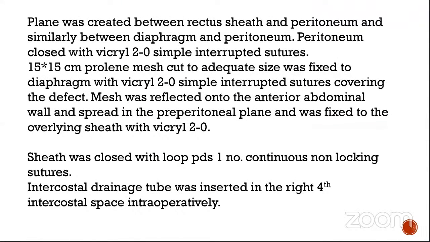So a plane was created between the rectus sheath and peritoneum, and similarly between the diaphragm and the peritoneum. The peritoneum was closed with Vicryl 2-0 simple interrupted sutures, and a 15 by 15 centimeter Prolene mesh cut to adequate size was fixed to the diaphragm with Vicryl 2-0 simple interrupted sutures covering the defect. The mesh was reflected onto the anterior abdominal wall and spread in the preperitoneal plane and was fixed to the overlying sheath with Vicryl 2-0. The sheath was closed with PDS 1 continuous non-locking sutures. An intercostal drainage tube was inserted in the right fourth intercostal space intraoperatively.